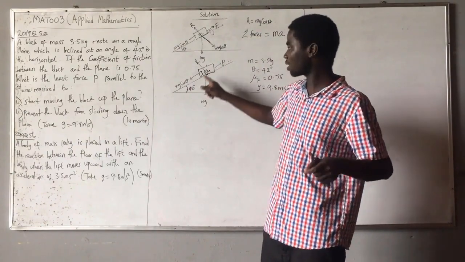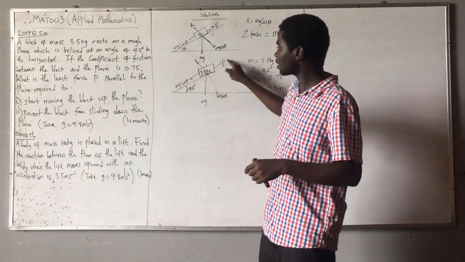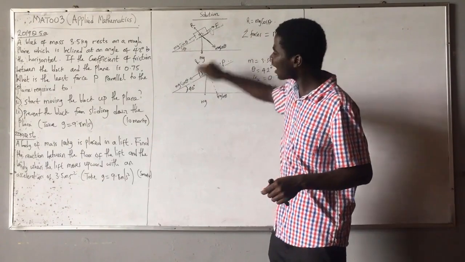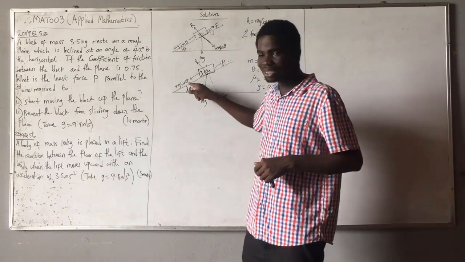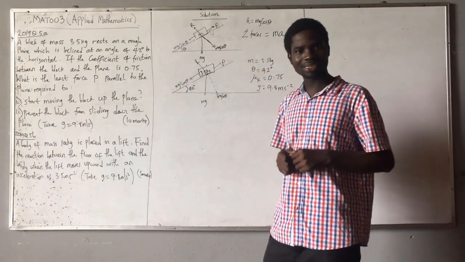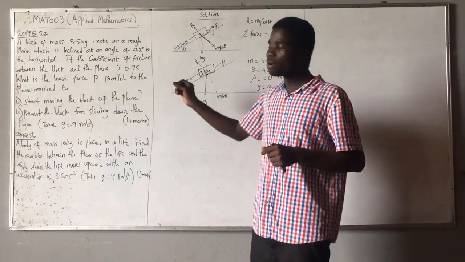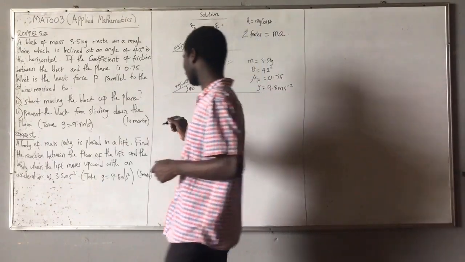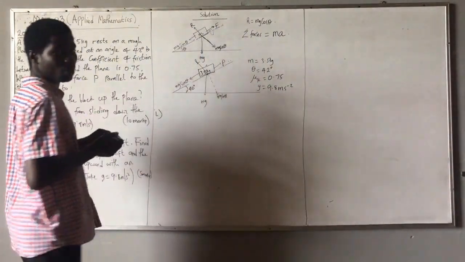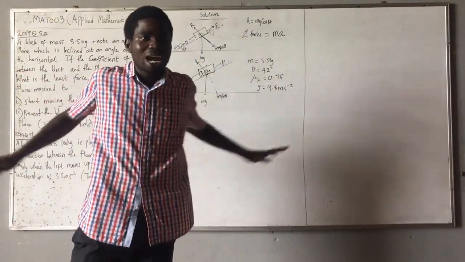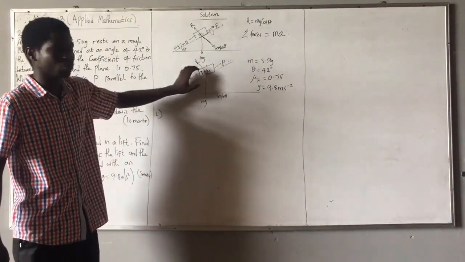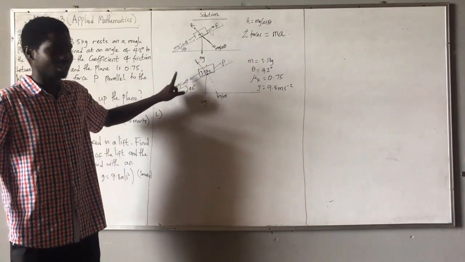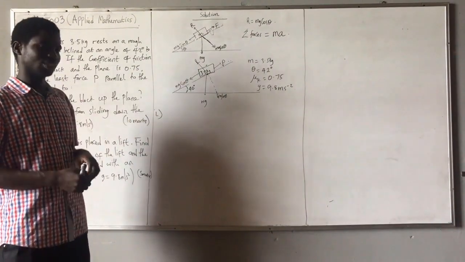I told you before, if this block is moving upward, it means that this P must be greater than the force here. It must be greater than what? The force here. Do you understand? So the minimum force will just be, now look at what I'm trying to say. The minimum force means the lowest force you can have. The lowest force will be the force that must be equal to the component here, the component drawing it down. Do you understand?